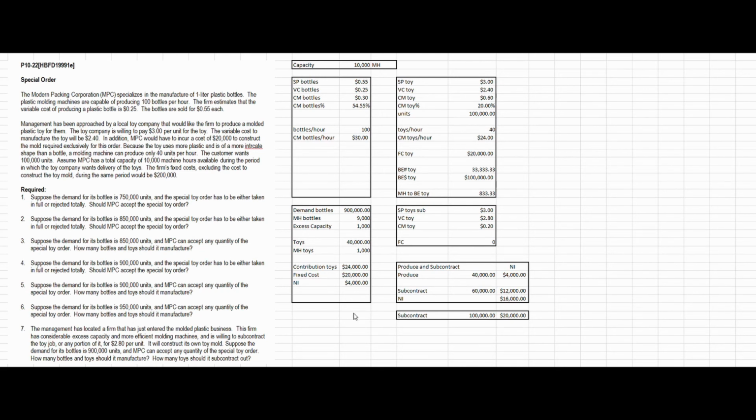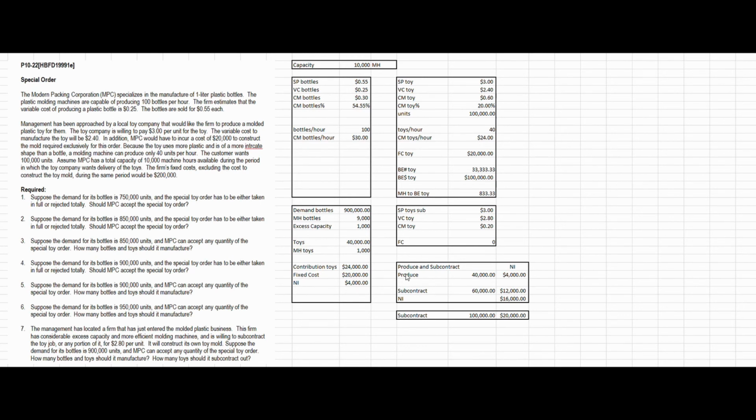All right, so in this situation, this is a continuation of the second model that we were working with, where we have the flexibility to accept any order of the toys. So we have demand for our bottles of 900,000 units. That's going to consume 9,000 hours. That's going to leave us with 1,000 hours left over. Those 1,000 hours, if we dedicate them to the manufacture of toys, will allow us to produce 40,000 toys, which will leave us with a net income of $4,000.